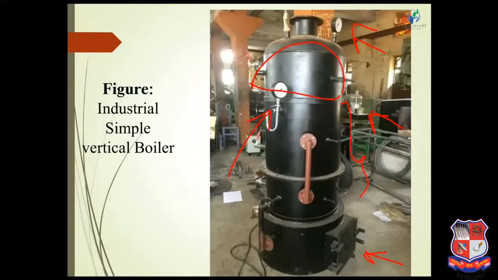There is the water filler. This part is the ignition chamber. That's where we have to ignite the coal. This valve is the safety valve to give safety against higher pressure. The last portion is the chimney, where the flue gas comes out from the boiler.